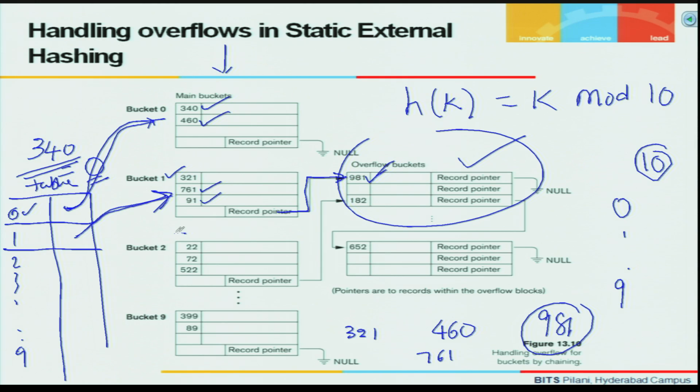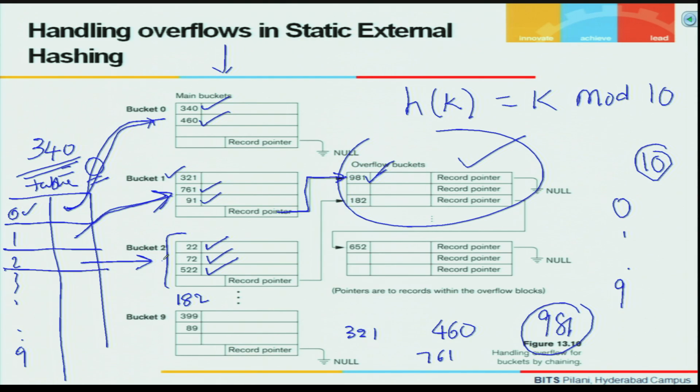If you take bucket 2, 22 has been hashed onto the same bucket, 72 is also hashed onto the same bucket, similarly 522 as well. When I now try to insert a record with 182, 182 mod 10 is 2. Again I go to the table and pick up the entry with value 2. This points me to this bucket, but it is already full. It can accommodate only 3 records, and already 3 records exist in the bucket.